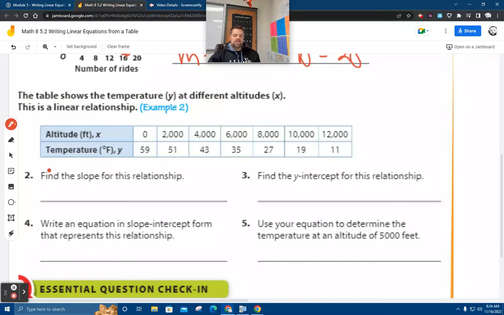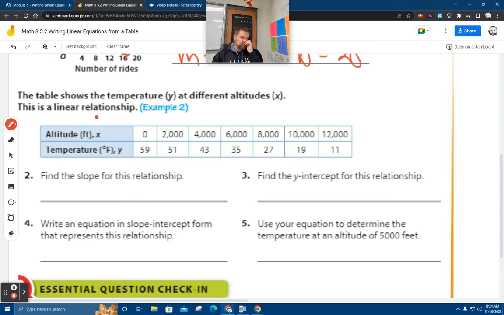All right. So this one is basically, I don't even need to really read the question, because what do you think they want us to do? Find all the different parts. We need to write the equation in slope-intercept form.